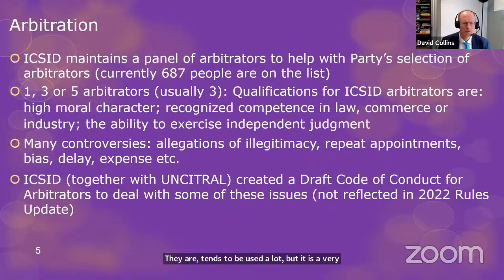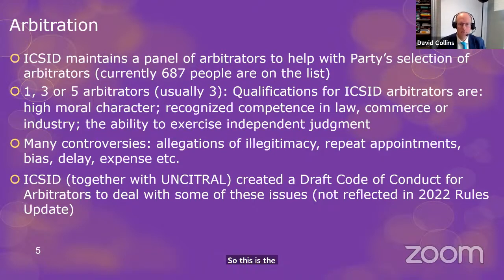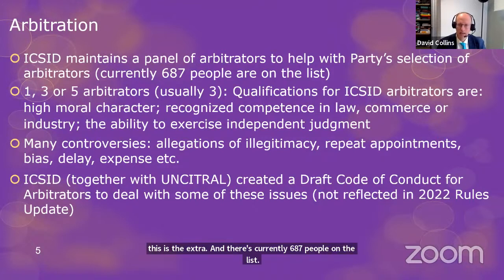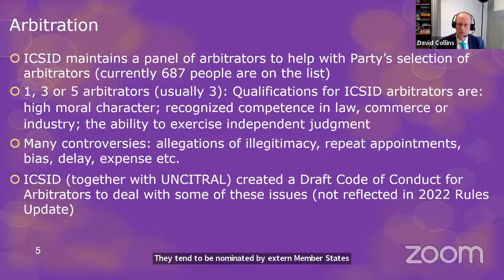And onto the arbitration itself. How does the arbitration work at ICSID? Very briefly, ICSID maintains a panel of arbitrators to help with party selection of the arbitrators. So this is the ICSID roster, and there's currently 687 people on the list. They tend to be nominated by ICSID member states. Britain nominated some people to the roster a few years ago.